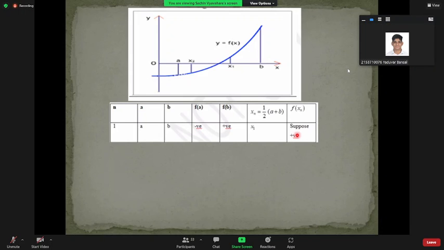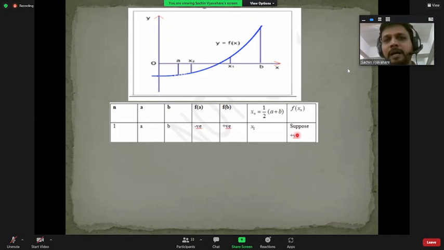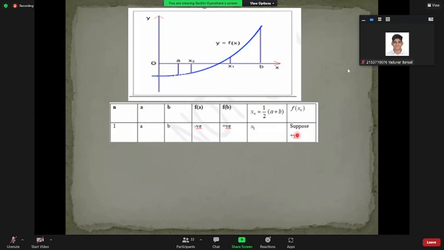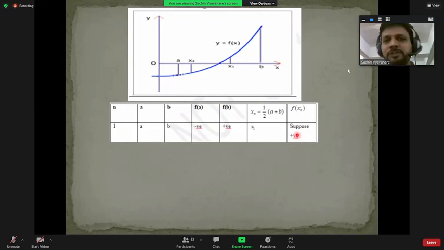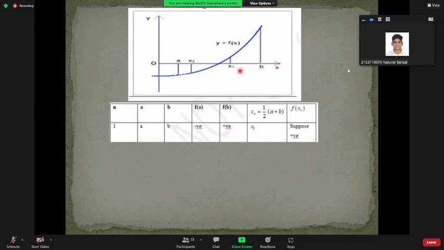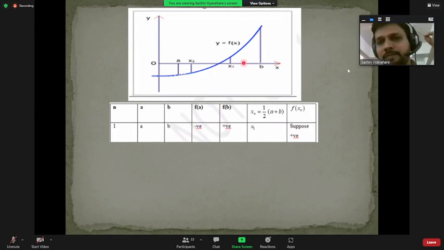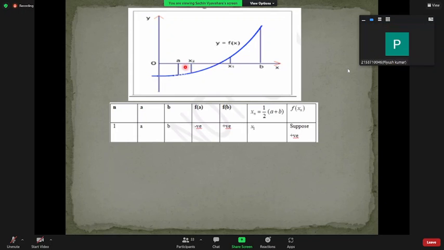Sir, it would be in the positive interval only. No, I'm asking the interval length, from where to where. I said the initial interval is AB, where the root is. Now, with respect to these three points A, x1 and B, is the root between A to x1 or x1 to B? A to x1, because obviously the graph is cutting at 0.